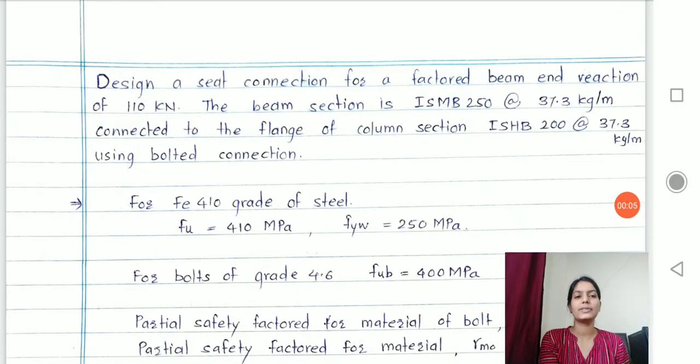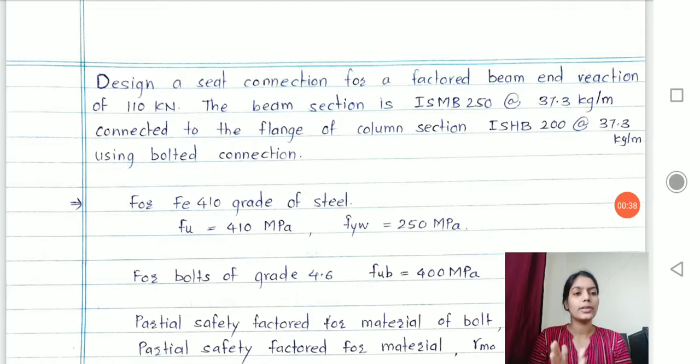Hello students, in today's session we will discuss what is seat connection. Seat connection is a type of connection which we have seen previously under simple connections. Basically, beam to beam connections or beam to column connections are classified into two major classes. One is the simple connection, the second one is the moment resisting connection, which I will call a rigid connection, right?